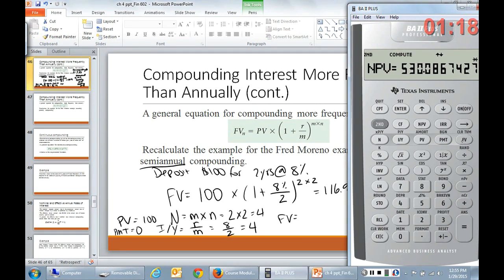So the first step is to clear our time value of money. Second, clear TVM. We want to enter in the present value of 100. N is 4. The interest rate is 4. The payment is 0. And we're wanting to compute the future value. And you get $116.99.